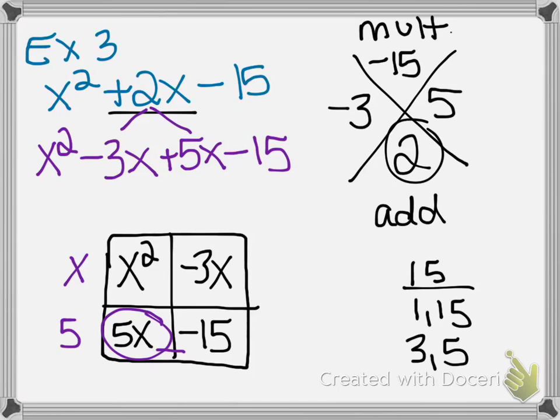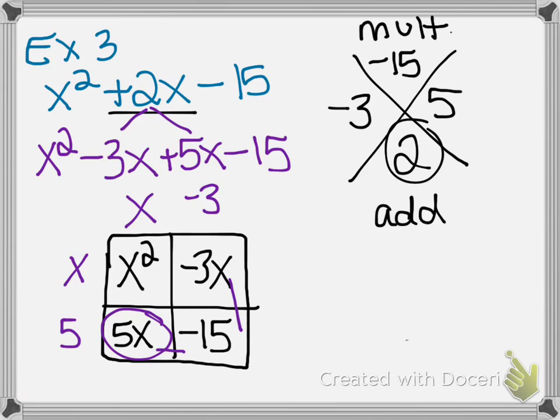Now I need to find my greatest common factor between x squared and 5x, so again, I can just pull out an x there. And then I need to find my greatest common factor between these last two, so negative 3x and negative 15. So 3 evenly goes into 3 and 15. Okay, and since this first box is negative, I know my factor needs to be negative. Okay, so now our very last step is we just need to write this in factored form. Okay, so I would have x plus 5 times x minus 3.